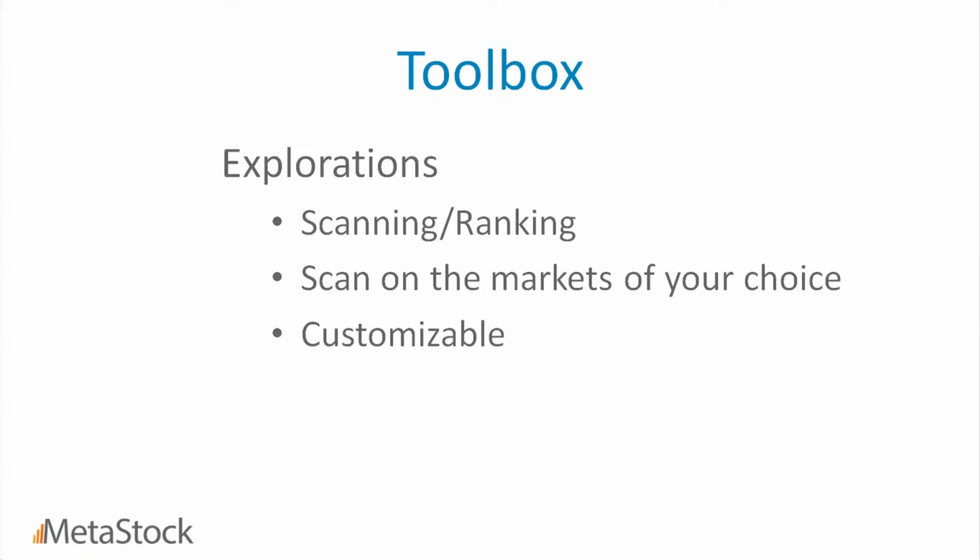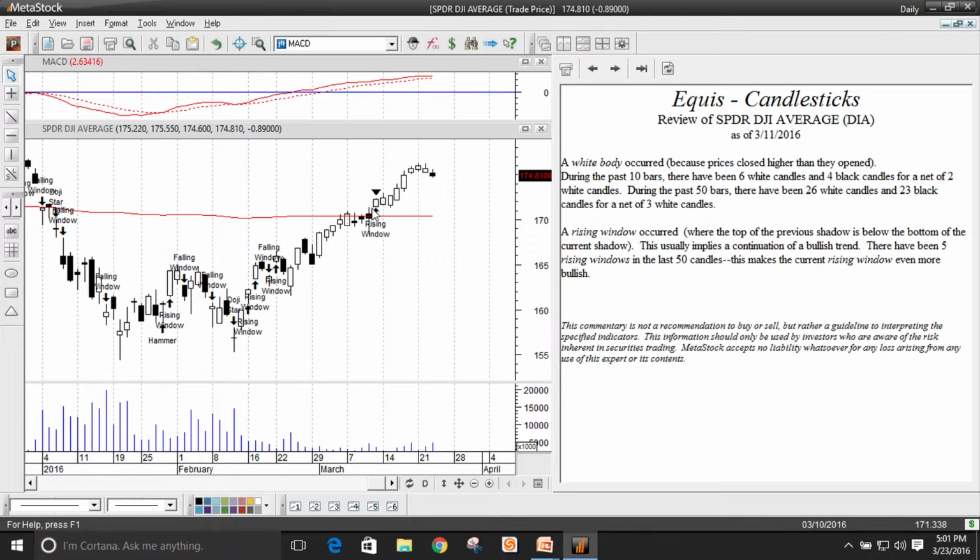Another big thing that we do is explorations or scanning. And I think a lot of people buy MetaStock just for the data mining capabilities, the ability to go in and say, okay, there's 3,000-something optionable stocks. Show me the ones that currently have the best opportunities in the market and allow me to do scanning and ranking on those. Let me show you exactly how it works and how it's going to work for you.